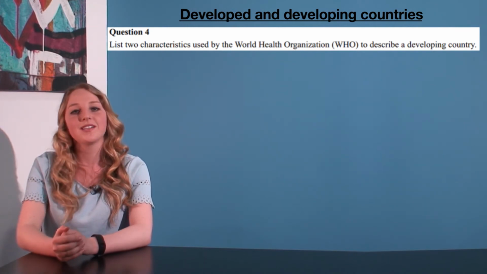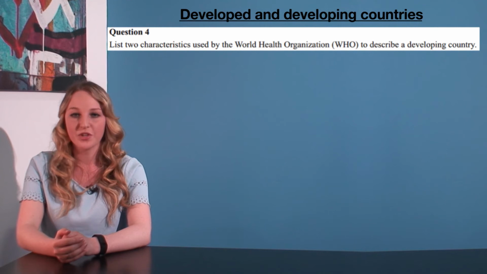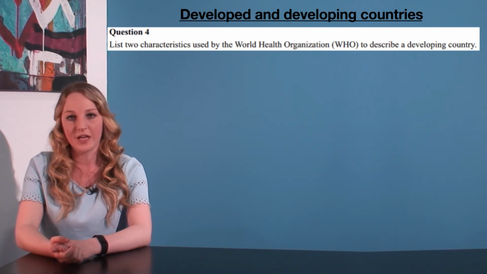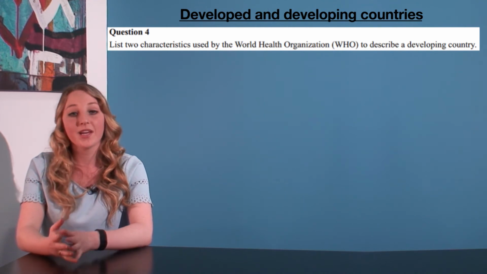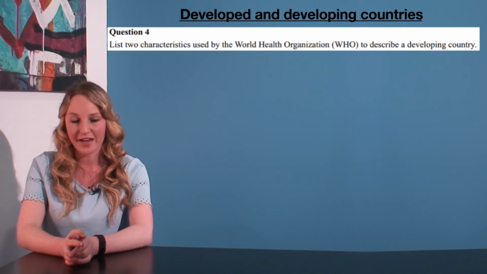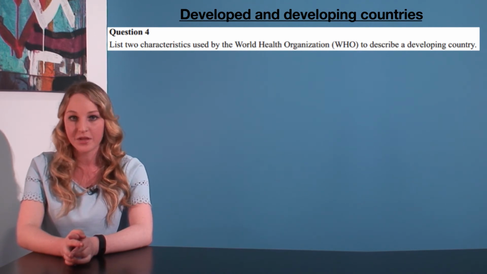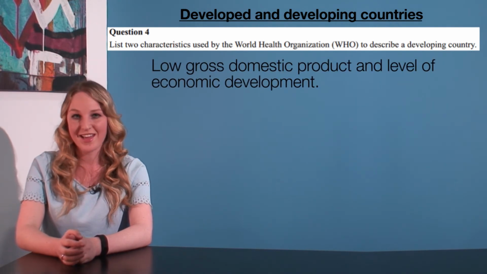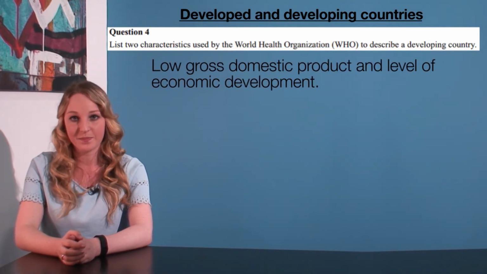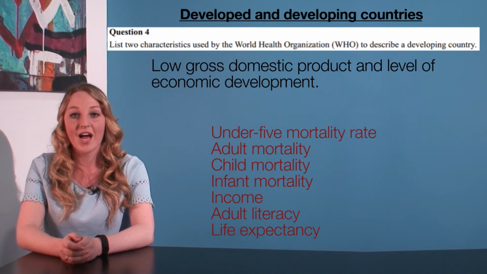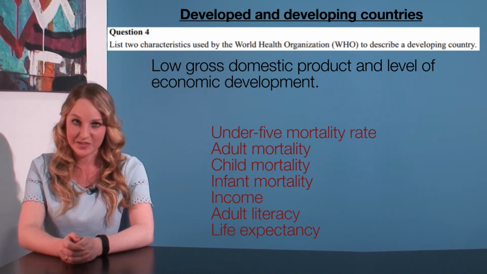Here, we need to list two characteristics used by the World Health Organization, WHO, to describe a developing country. And we can use two of the characteristics implicit in the definition provided for developing countries earlier. So we could say something like low gross domestic product and the level of economic development. But a wide range of responses is acceptable here. Other acceptable answers, some of which are health status indicators, are listed next to me.